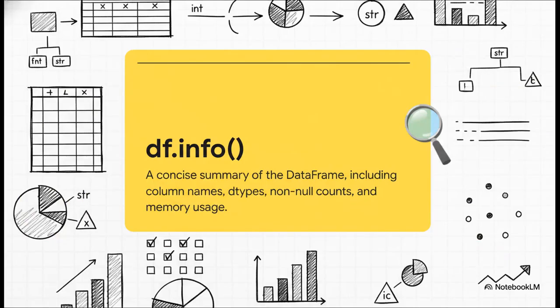We always start with df.info. This is like looking at the architectural blueprint for your data. In one shot, it tells you the number of rows, the columns, their data types, and most importantly, how many non-null values each column has. This is your first and fastest way to spot columns with missing data.